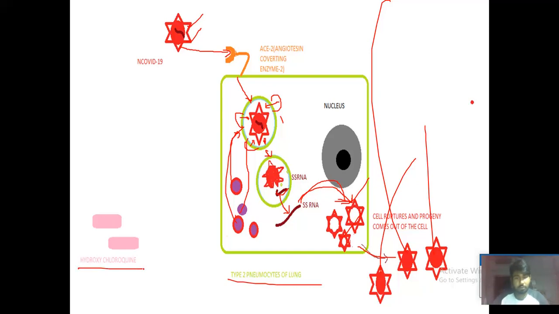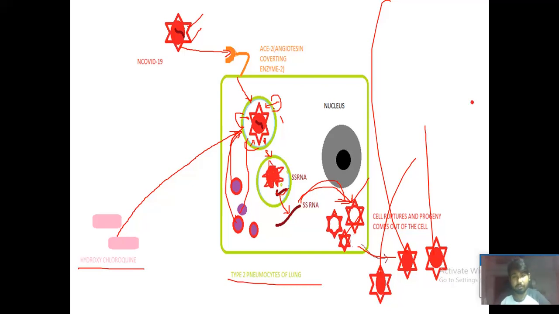Now the part of the hydroxychloroquine action. How does hydroxychloroquine actually work? The hydroxychloroquine acts in this part. When the endosome is formed, hydroxychloroquine, being a weak base, changes the pH of these lysosomes, so they cannot release their proteases.